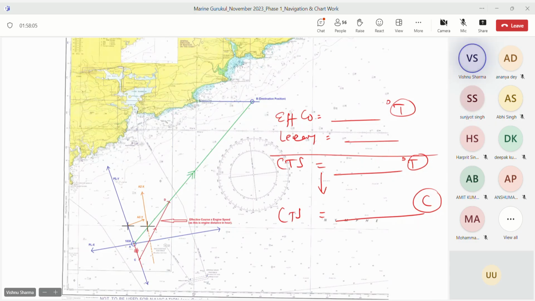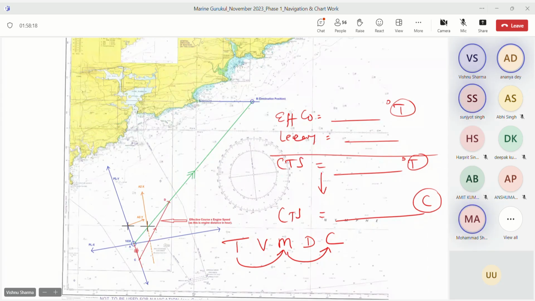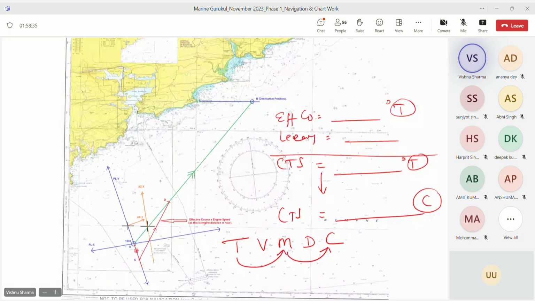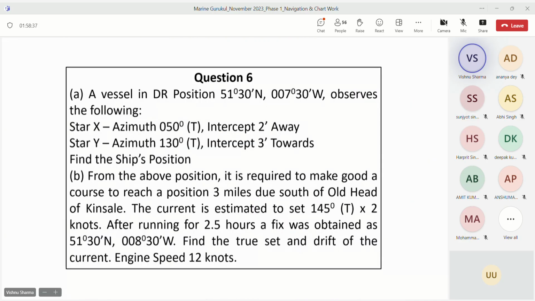Yes, sir. And when you have to go from true to compass, true, variation, magnetic, deviation, compass, you have to first come here and then go like this. Correct, beta? Yes, sir, we know that. So please be careful. Don't miss out on this. Practice it. You have the answers with you. And we can have a look at the sixth question. So this way, we have revised most of the things that we did in the first and the second class and the third class also.